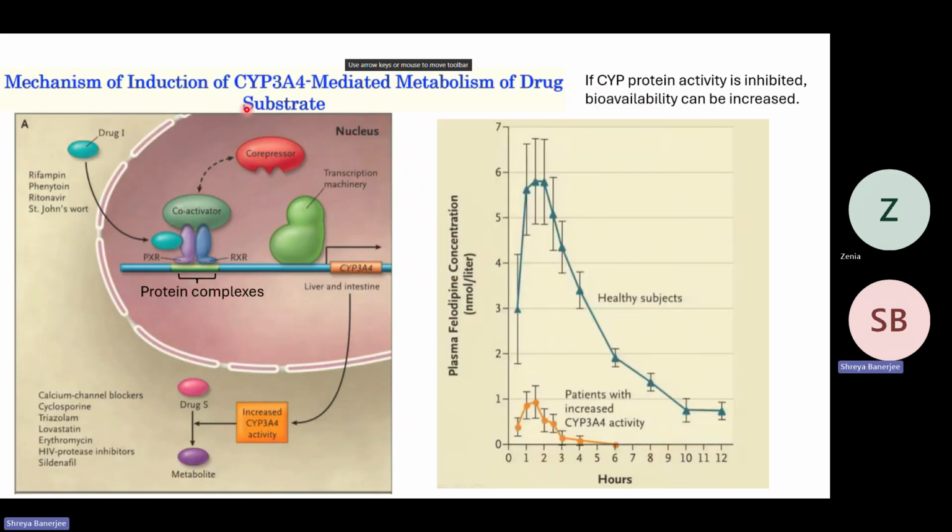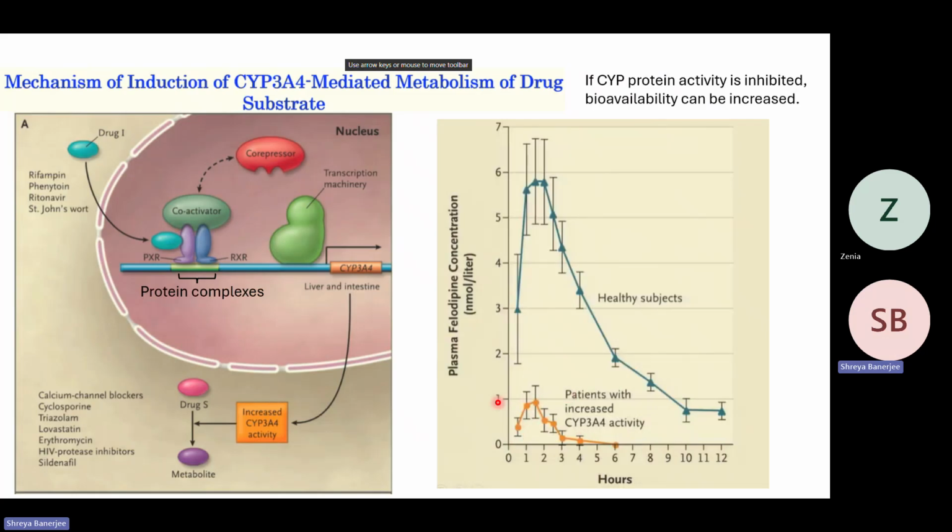Now, one thing to target is the cytochrome P450 or CYP protein that is metabolizing the drug. If you can inhibit the protein metabolism activity, then the bioavailability can be increased. So in healthy subjects, suppose the bioavailability of this felodipine is shown, but there are certain patients who have a disease which increases the CYP activity. That means the drug metabolizes very fast and bioavailability is very low in these patients.